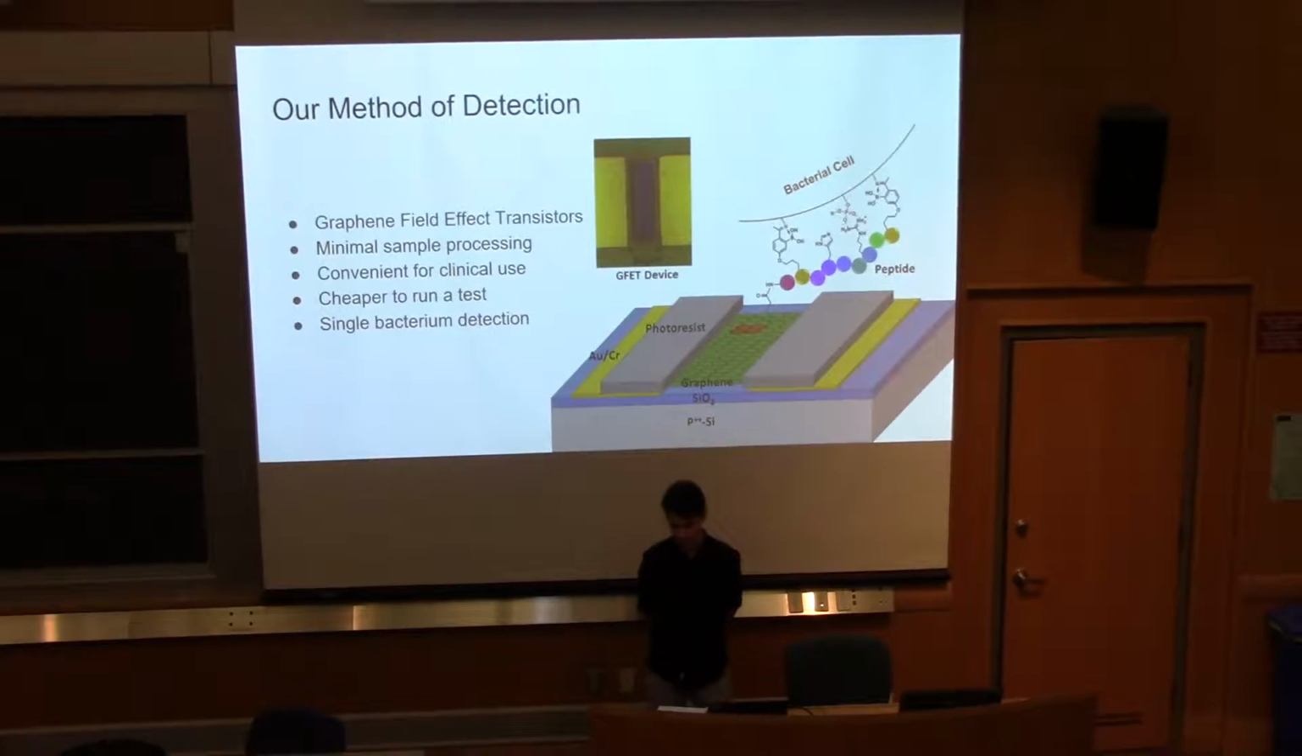However, the biosensing that we do is with a device called a graphene field effect transistor. This is cheaper because it's more convenient for people to use because of minimal sample processing, and it's cheaper to run a test. It's also sensitive enough to detect a single bacterium.